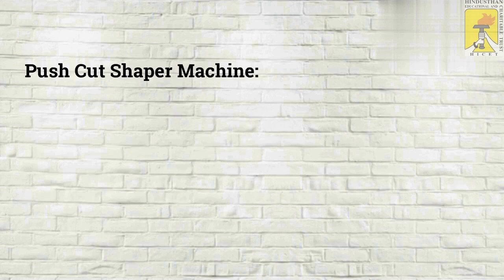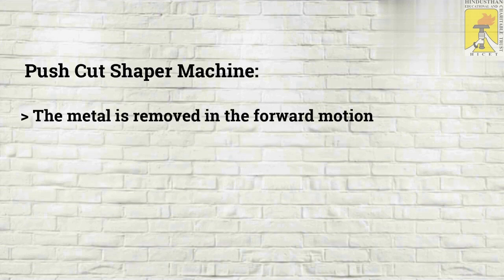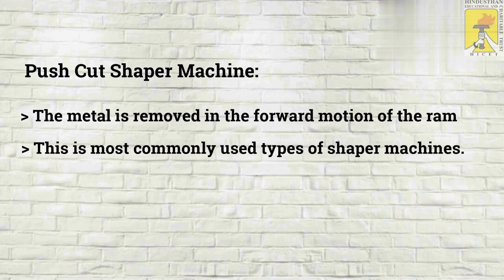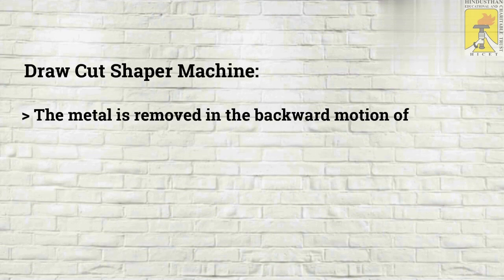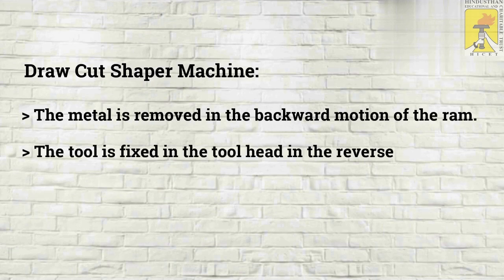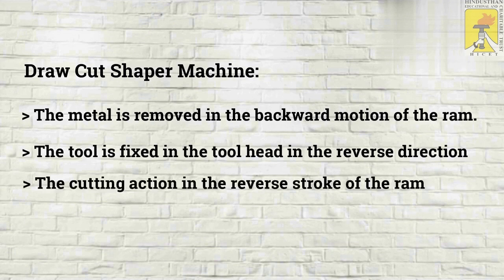Next is the push cut shaper machine. The metal is removed in the forward motion of the ram. This is the most commonly used type of shaper machine. Next is the draw cut. The metal is removed in the backward motion of the ram. The tool is fixed in the tool head in a reverse direction, and the cutting action happens in the reverse stroke of the ram. It is a special purpose machine.